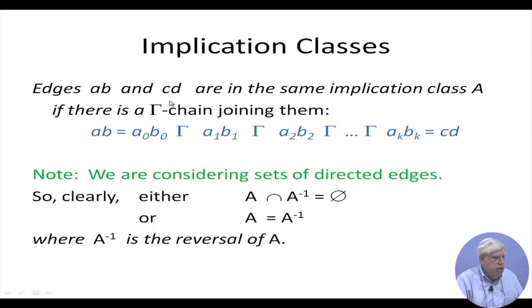A, B, and CD are in the same implication class because one orientation for one implies, through this chain, an orientation for the other. And since we are considering these as directed edges, we clearly have that either a set of edges A intersected with its reversal is empty, or they're equal.